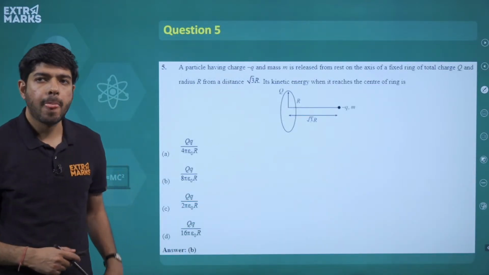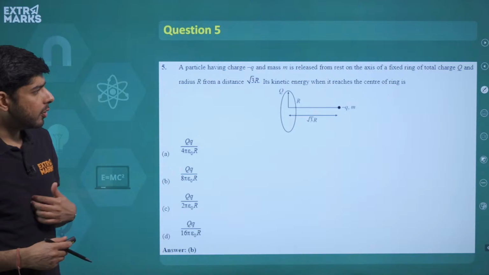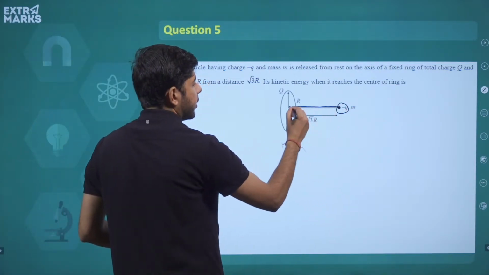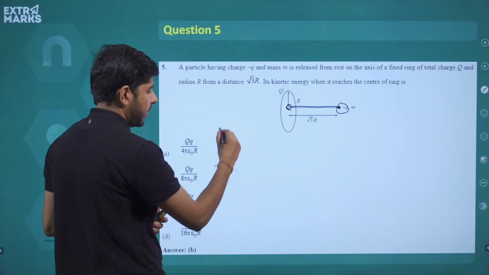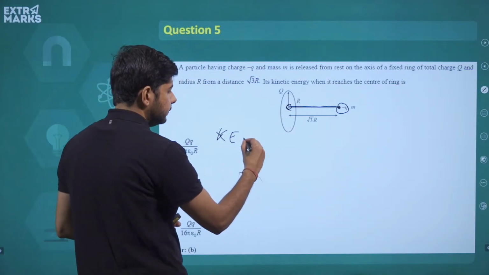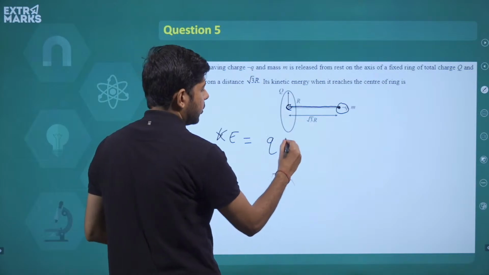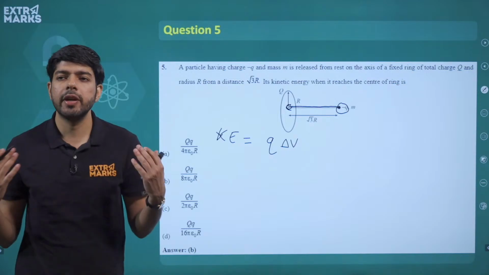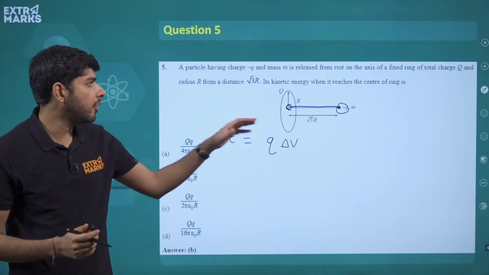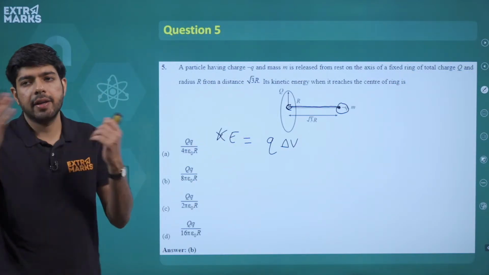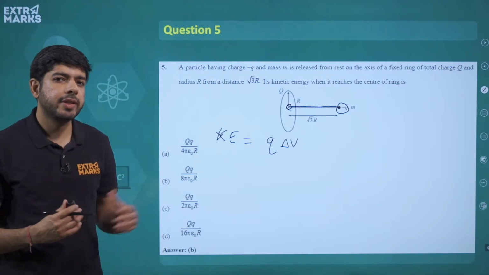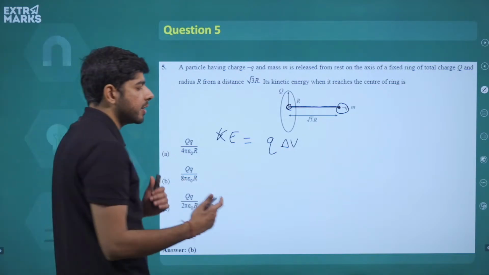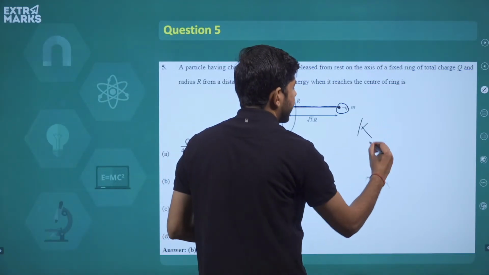Okay, next one. This is about kinetic energy. The particle is here, and from here it is coming towards the center. What is the kinetic energy? The kinetic energy is, of course, guys, the change in potential energy, so Q into delta V, right? So what is the change in potential? We need to remember the formula of potential for this ring, at x distance from the center. Now we just need to put the values in the formula. So that is K.